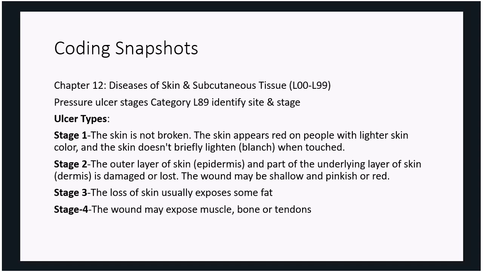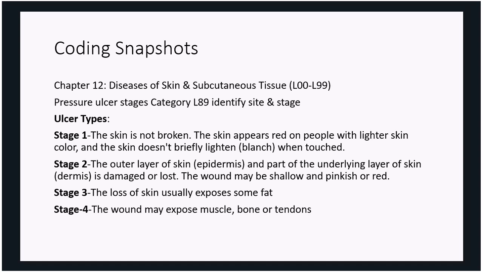There are 4 stages of ulcer: stage 1, 2, 3, and 4. Stage 1 means that the skin is not broken, and on people that have a lighter skin color or tone, the skin may appear red, and for those people that have a darker skin tone, the skin doesn't easily lighten when touched, or the term blanch might be used.